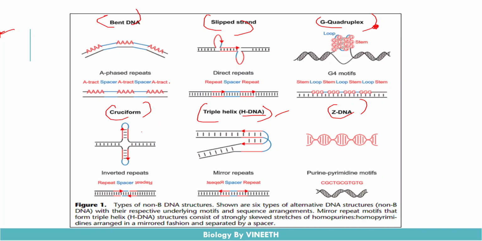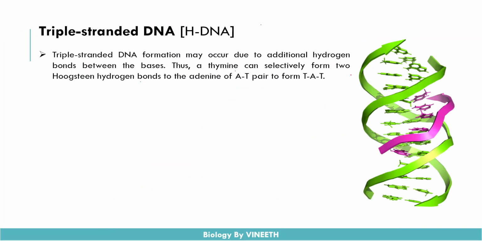The bent DNA contains the A tracks between spacer regions, so that makes the DNA be in the bent form. We also have some repeating structures between the spacer regions, which make the slipped strand. We also have loops in the DNA, which make the G quadruplexes; that is called the G4 motifs. So these are the different types of tertiary structures of the DNA. You just have to remember the major important points about the DNA.